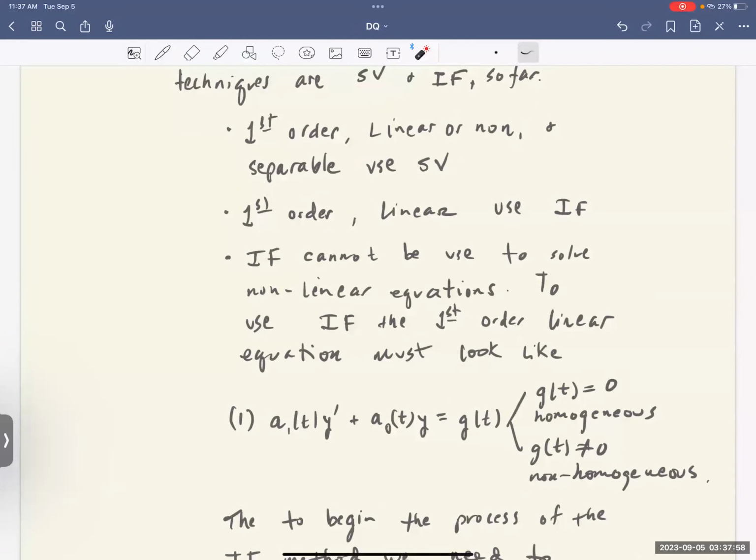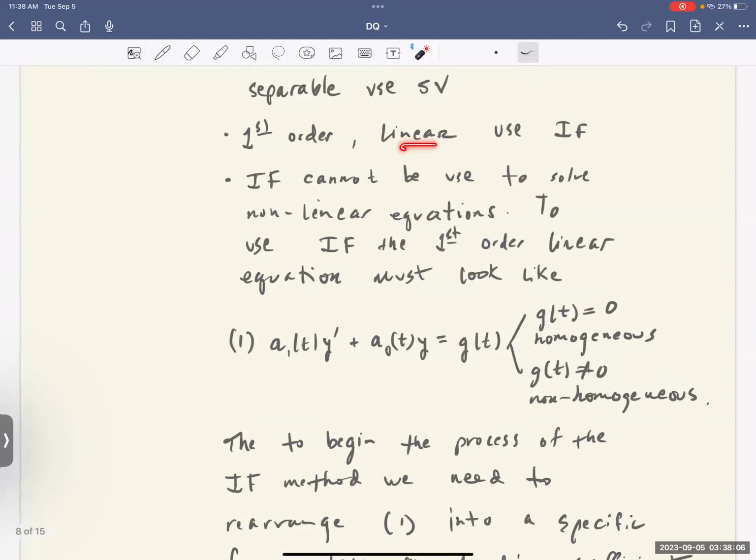Separation of variables we could use to solve either linear or nonlinear equations as long as they're separable. Integrating factor can only be used on linear equations. So if your first order equation is linear and it's separable, then you have a choice of integrating factor or separation. If your differential equation is nonlinear, integrating factor cannot be used. We would have to use separation.